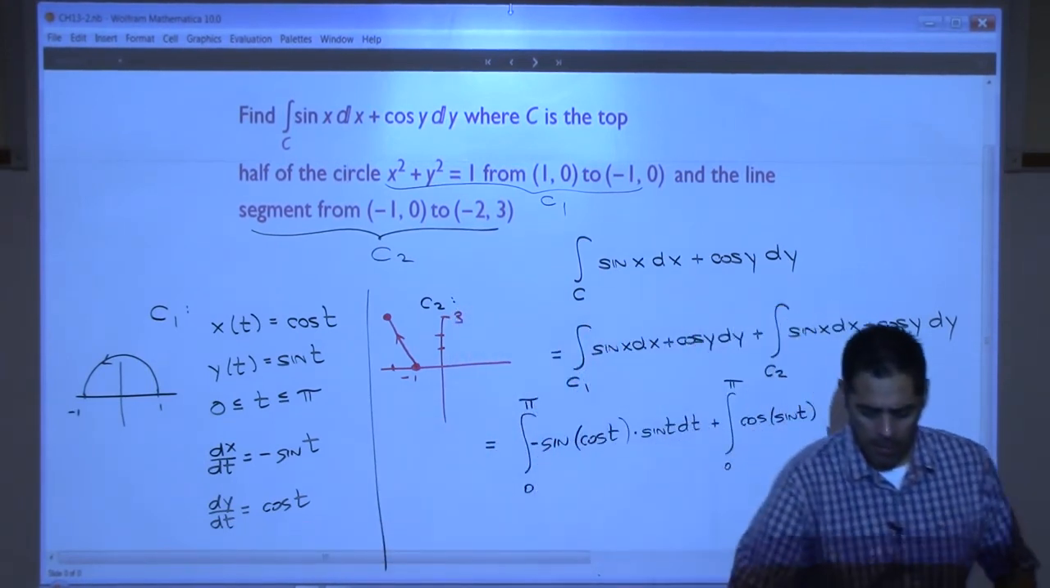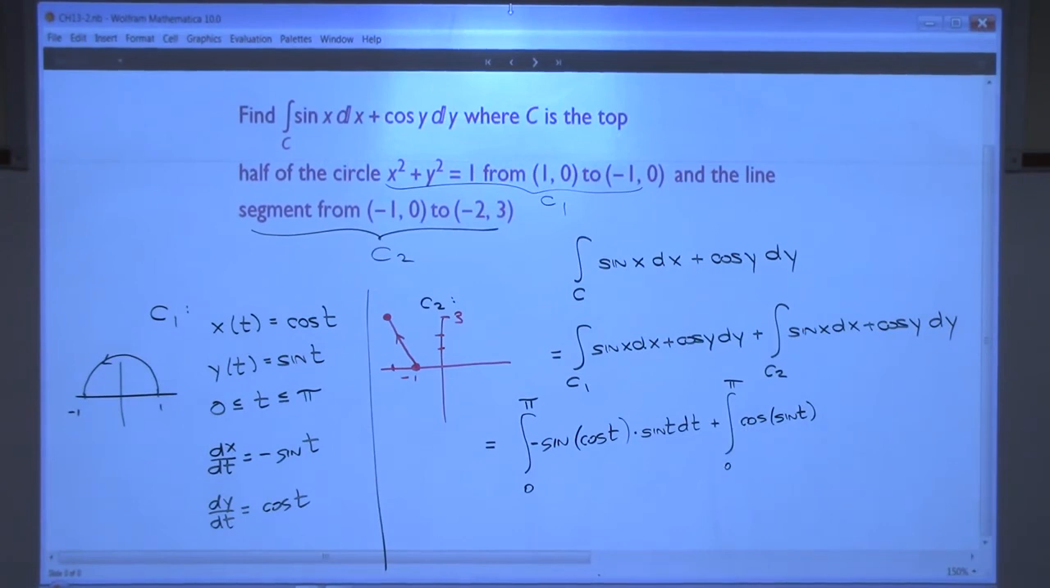Yes? I see a difference in notation. There's in your previous slide. Uh-huh.